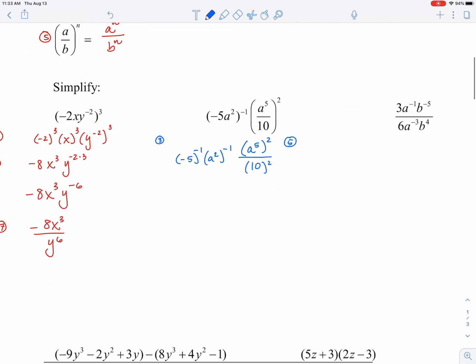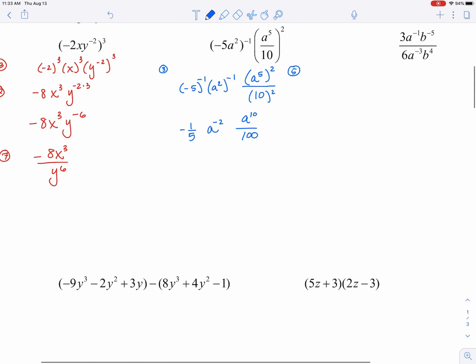Now, when you're doing these problems, you don't have to state the rule. You just need to perform the arithmetic. This is negative 1 over 5, or 1 over negative 5. This is a to the negative 2 times a to the 10th over 100. And then finally, this is negative 1 over 5, 1 over a squared, and a to the 10th over 100.